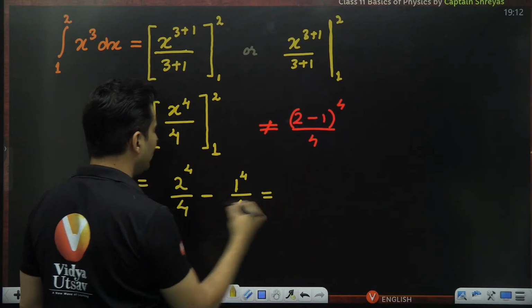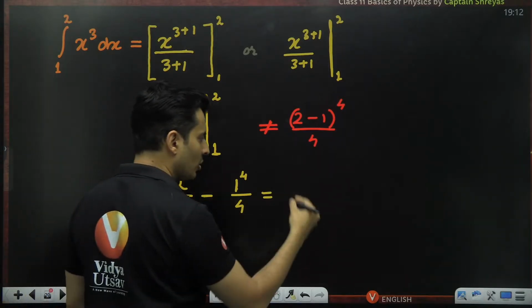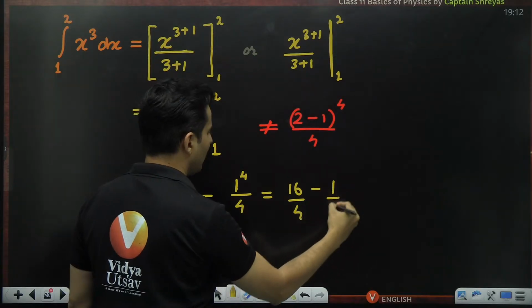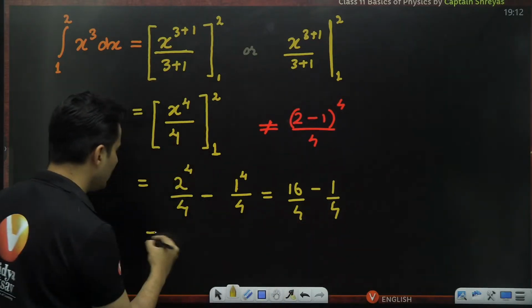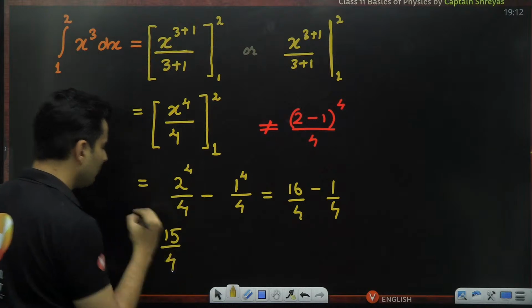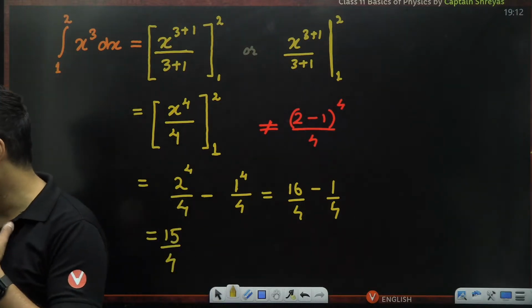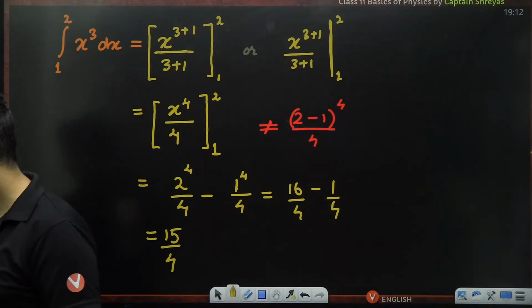What is this going to be? 2 raised to 4, guys. 2 cube is 8, 2 raised to 4 is 16. Minus 1 by 4. 16 minus 1 is 15. So the answer is 15 by 4. Oh, that's it, sir. So easy. I got it now. All right.